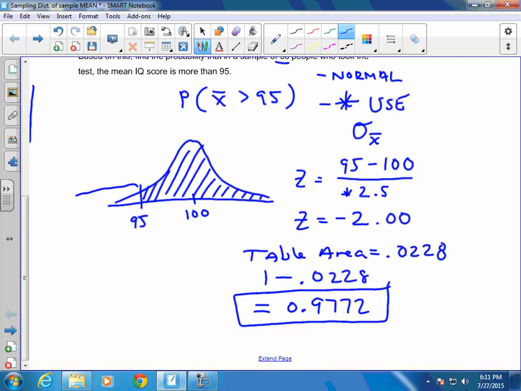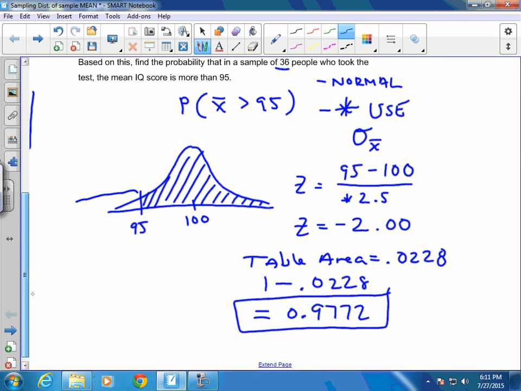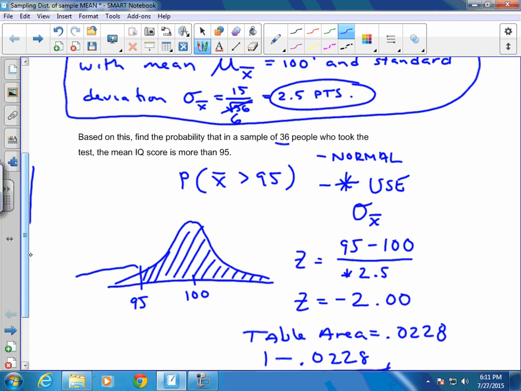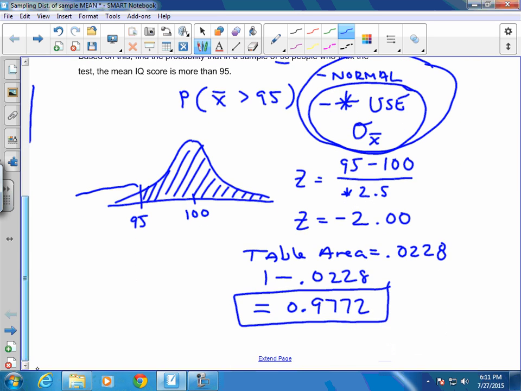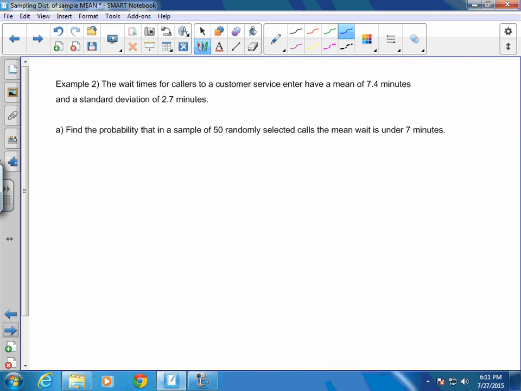So again, if you're good at doing the normal probabilities, you're going to be good at this. This is the only trick. Remember to use the normal approach, and remember that we have to use the correct standard deviation. All right, let's see something else here.